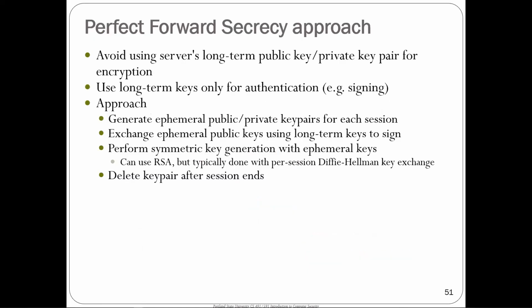Okay, so what is perfect forward secrecy? It's an approach, and the approach says never use the server's long-term keys for encryption. Only use the public key, private key pair to sign stuff for authenticity only. So the idea is every time you want to establish a shared secret between Alice and Bob, you will generate ephemeral keys. And then you're going to use your long-term key to just sign those, not to actually encrypt any of the keys themselves. And that's what you'll do.